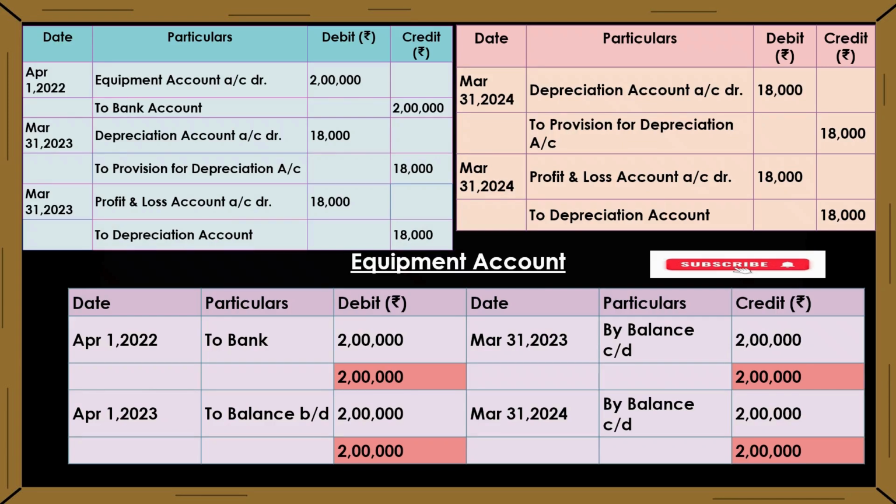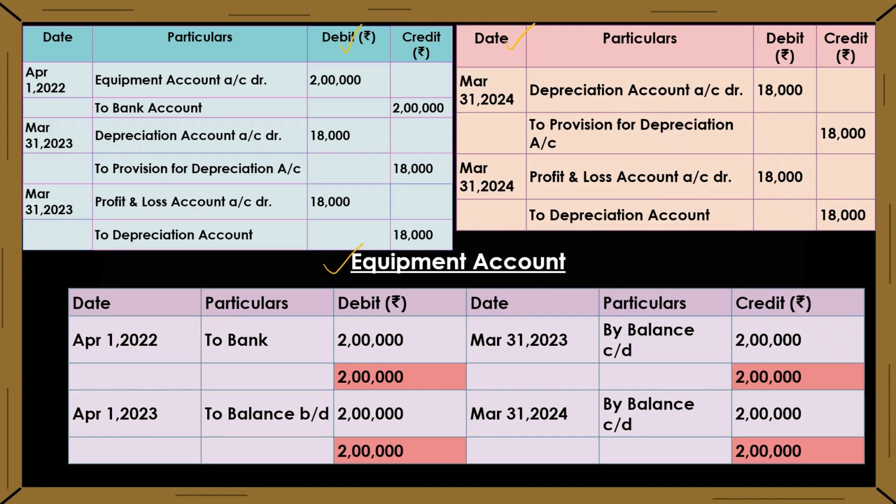As per the question, we have passed journal entries for the 2 years. Now, we have to do the ledger posting. For the ledger posting, first we will open the equipment account. These are all the journal entries for the first year which we have passed, and this is the journal entry for the second year. So let us do the ledger posting now.